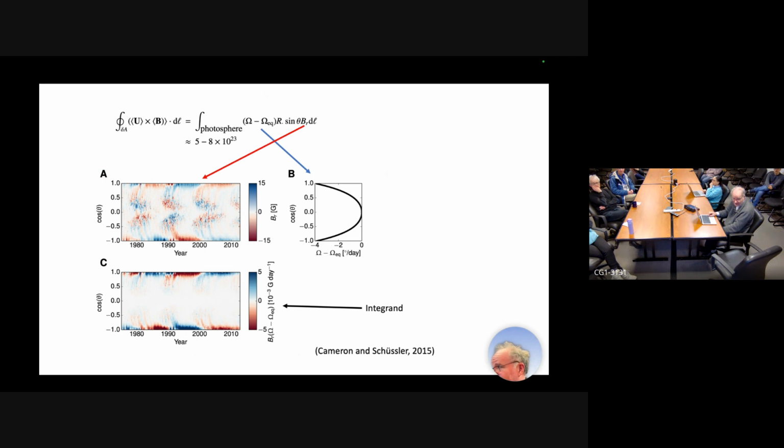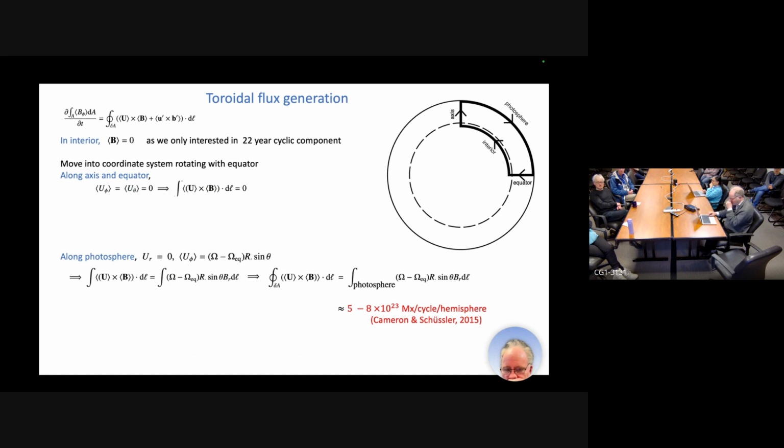We've got the surface radial field, the axisymmetric component, and we've got the axisymmetric flow field, which is the differential rotation at the surface. We multiply these two together and we get the integrand. And we integrate this, for example, from 0 to 1 to get the toroidal field generation rate for the northern hemisphere. You do this and you get the figure I showed before, 5 to 8 times 10 to 23 Maxwells per cycle per hemisphere.